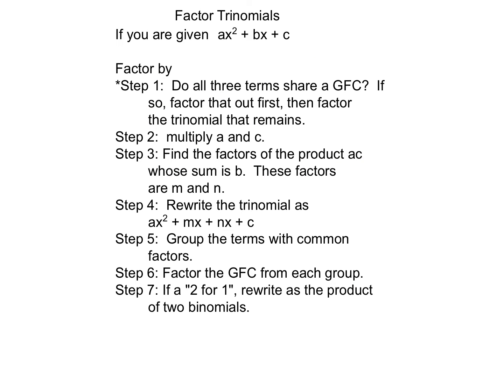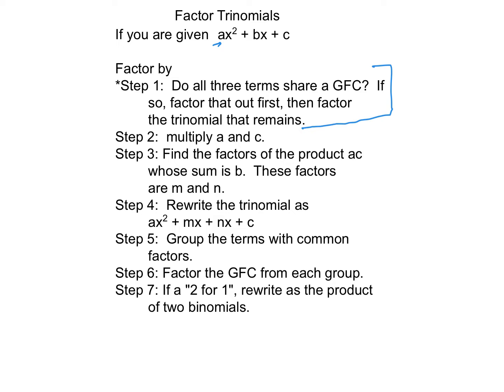If you're given a trinomial and a is greater than 1, always look to see if you can factor out a greatest common factor first. If you can factor out a greatest common factor, do that, and then factor what's left. What's left will be a trinomial probably.